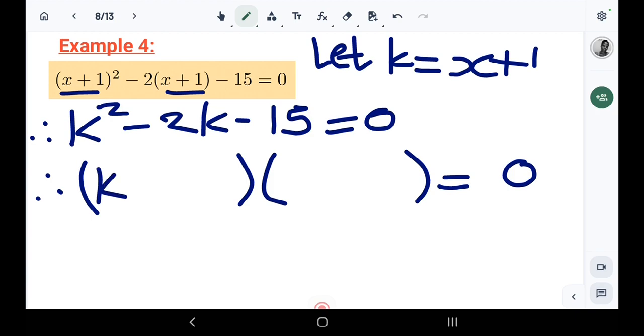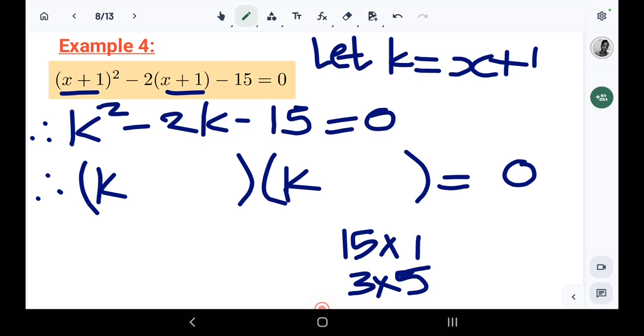So we've got k and k. Then the factors of 15 are 15 and 1, then 3 and 5, or 5 and 3. Alright, now the factor pair that can give us 2 in the middle is the 5 and 3, because 5 minus 3 equals 2. So we've got 5 and 3 as our factor pairs.